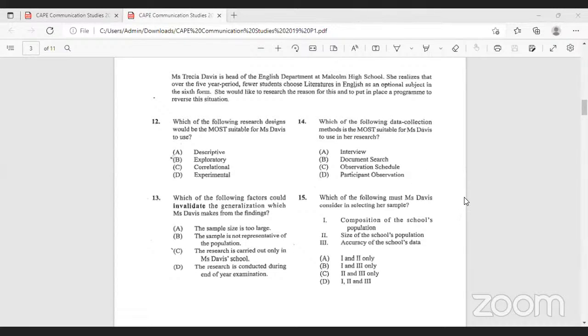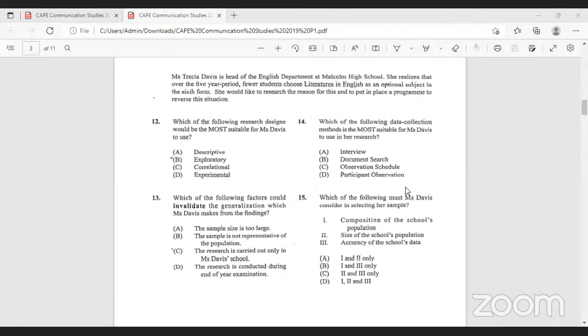Number 13. Which of the following factors would invalidate the generalization which Miss Davis makes from the findings? Is it that the sample is too large? The sample is not representative of the population? The research is carried out only in Miss Davis's school? Or the research is conducted during end of year examination? Say C. It's not C. So answer for 13 is B. The sample is not representative of the population.